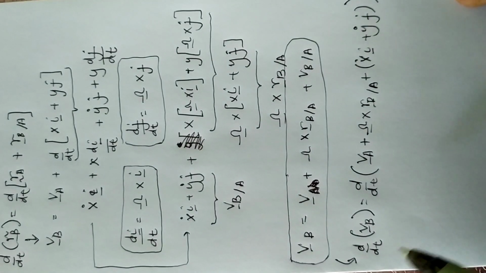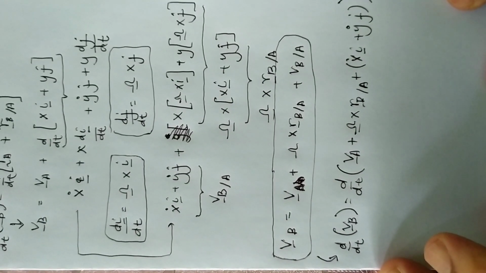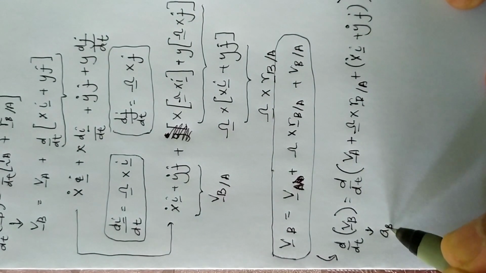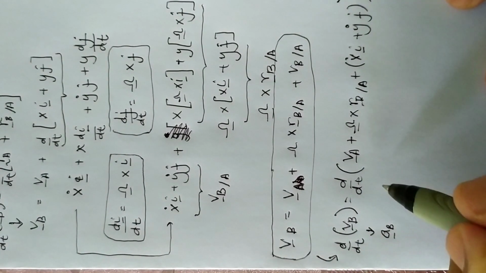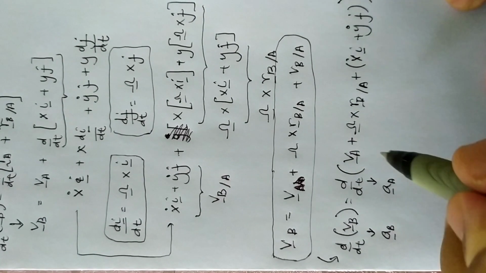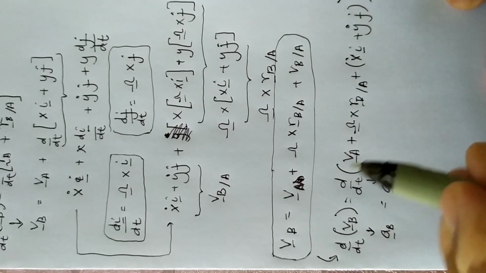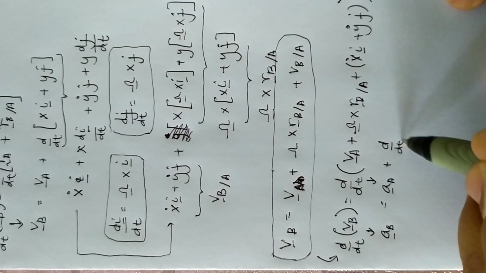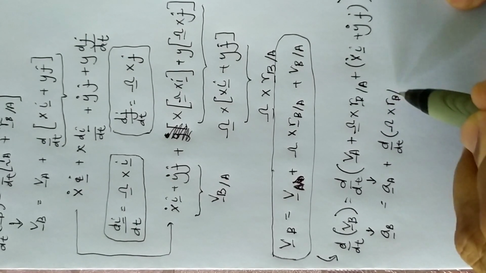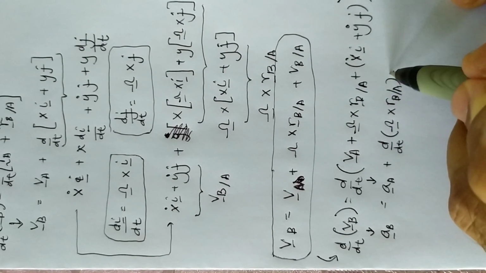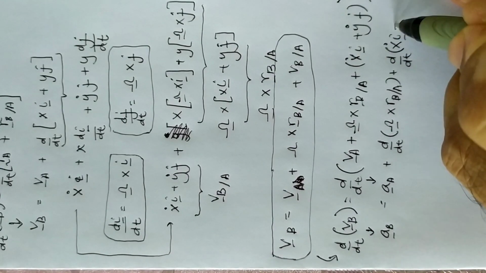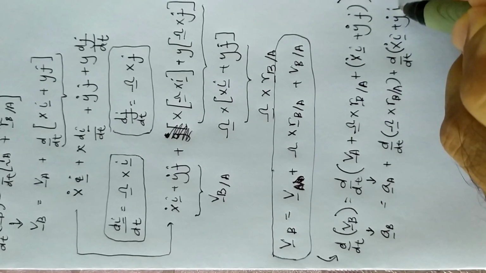So this one is straightforward. d over dt of vB will have aB, and then d over dt of vA we will have aA, and then we have to differentiate these two terms, d over dt of omega cross position vector of B relative to A plus d over dt of x dot i plus y dot j.